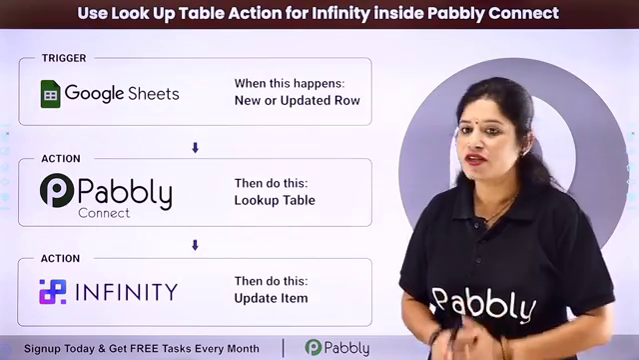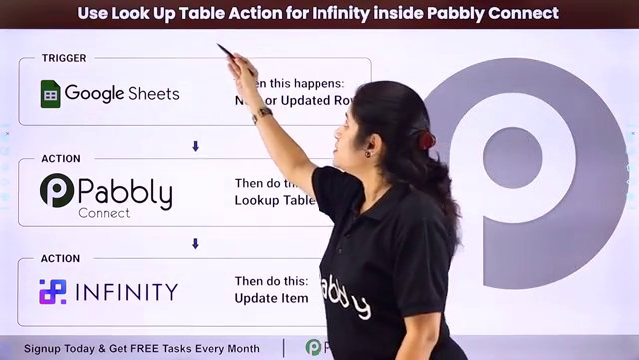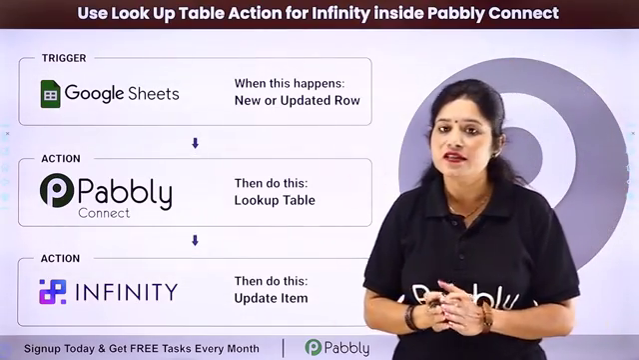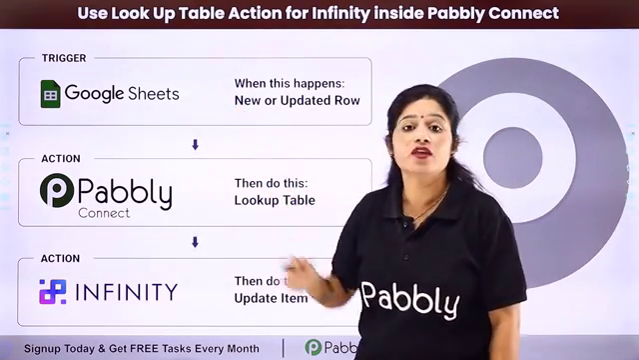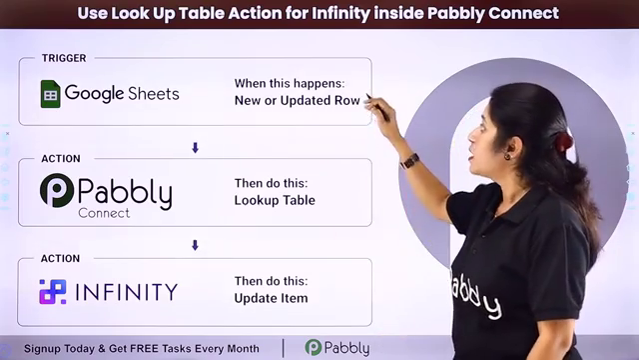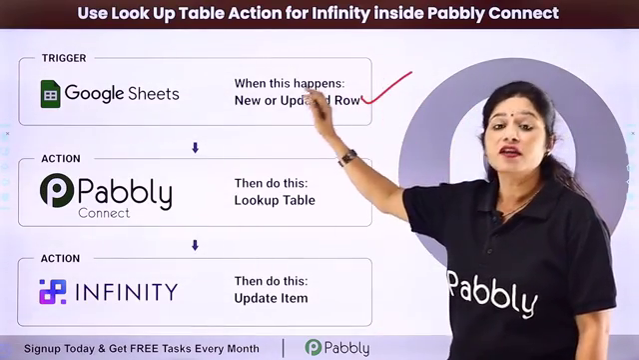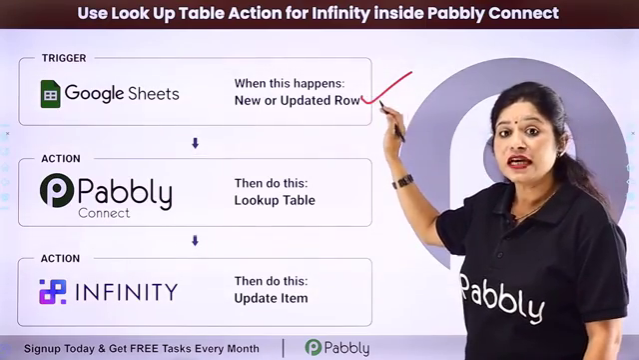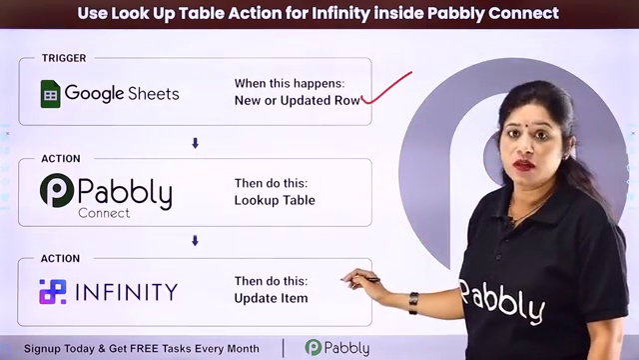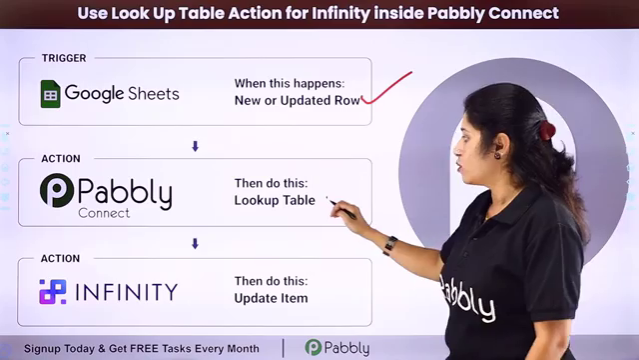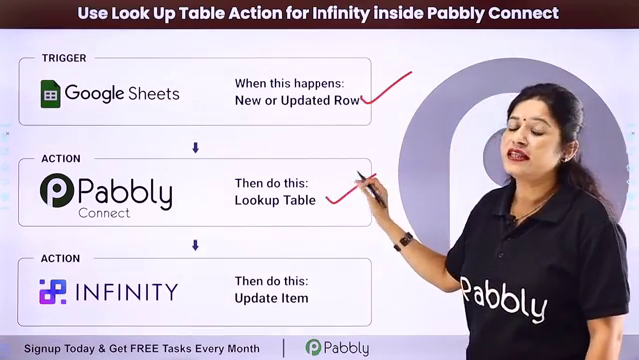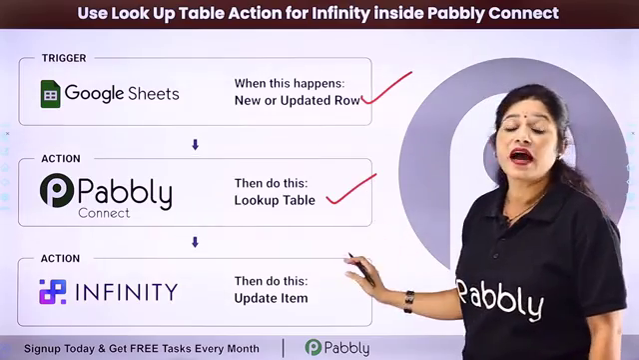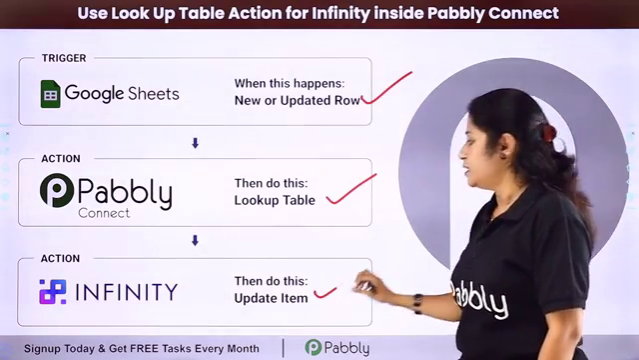In this video, we are going to learn how you can use lookup table action for Infinity inside Pabbly Connect. So the idea here is that you have created a Google Sheet where you are maintaining some payment details. Now you want that whenever you add new data or update a record in your Google Sheet, first the data needs to be searched in your Infinity table using the feature of Pabbly Connect, that is lookup table. So we are going to find the attribute IDs for the specific items, and then the specific item should get updated in your Infinity table.